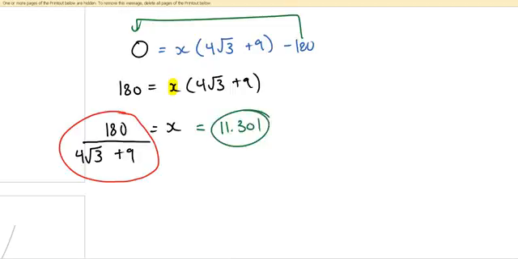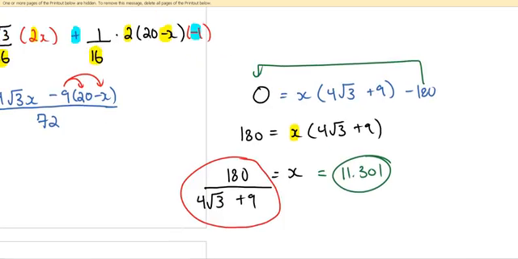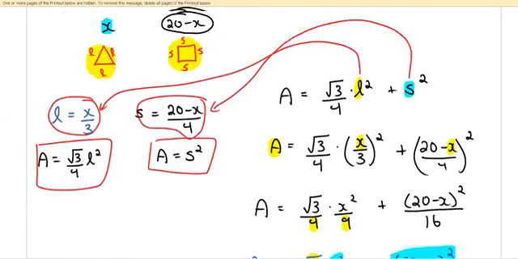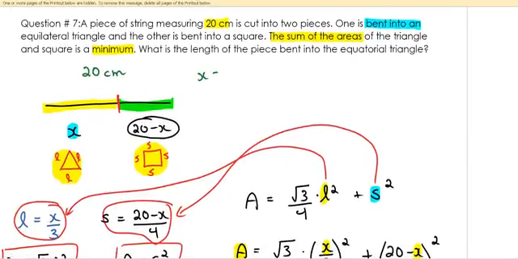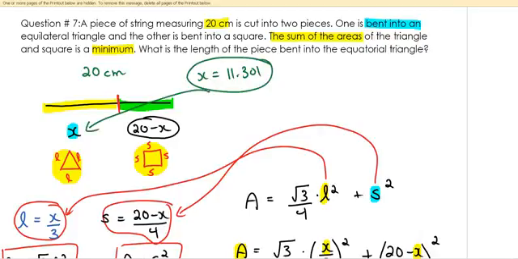Okay, so after all that work, and I guarantee you this is going to be a minimum. I don't want to do the first derivative test right now because I know it's going to work. Just take my word for it. So I know that x is going to equal 11.301. So that is the value of x that's going to be used for the equilateral triangle.